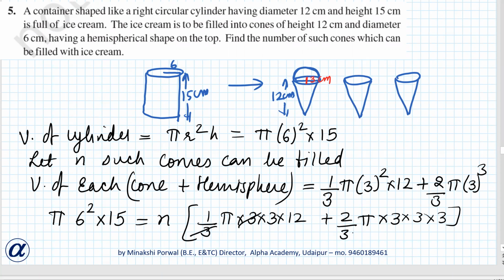3 and 3 cancel. 3 and 3 cancel. Now 12 3s are 36. That is equal to n into 36 pi plus 9 2s are 18 pi. So this is pi into 6 square into 15. We have to find the value of n. Pi into 6 into 6 into 15 equals n into 36 plus 18, that is equal to 54 pi.